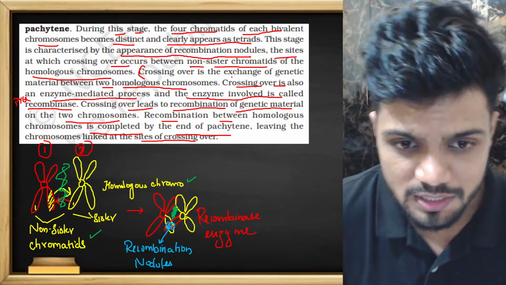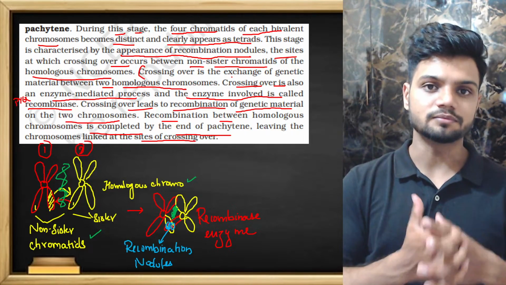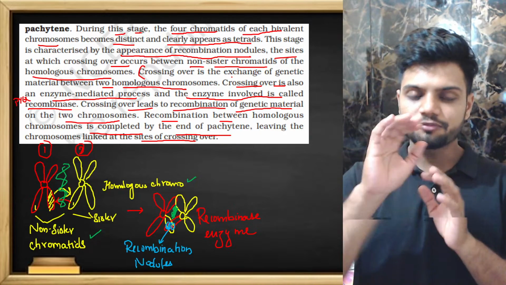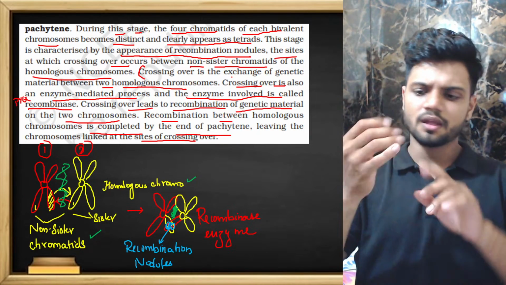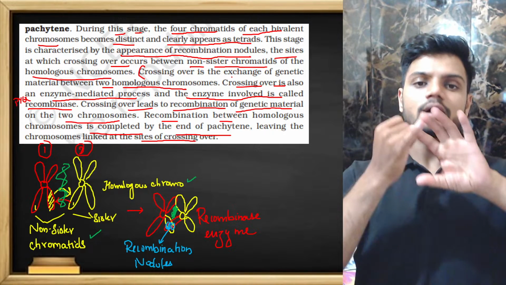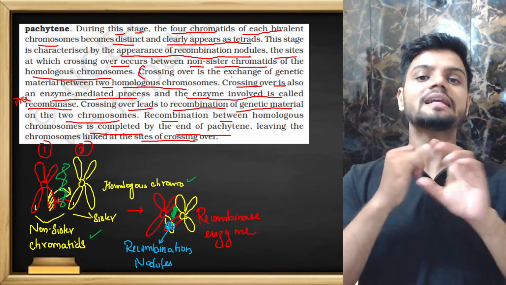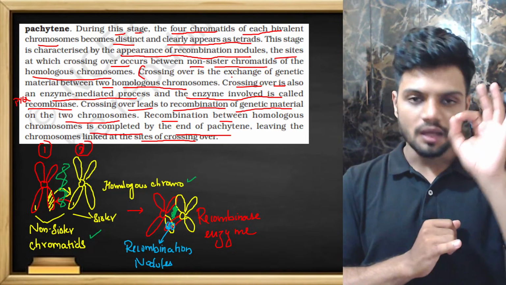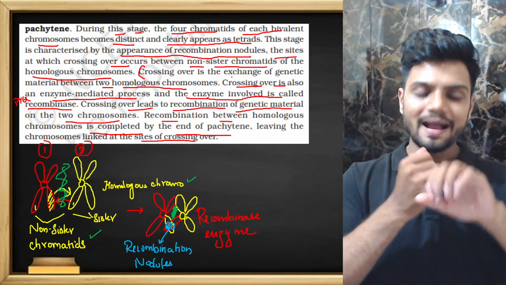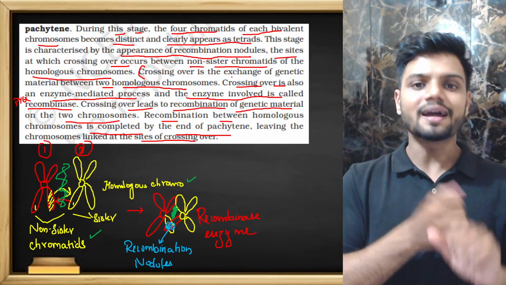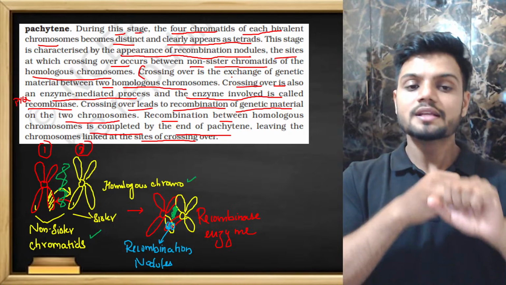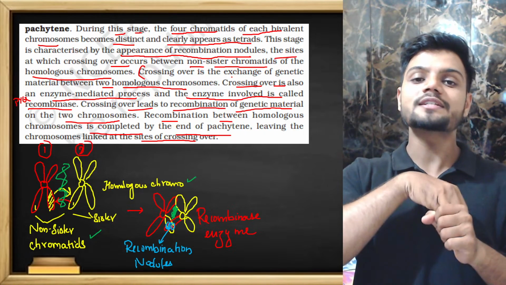Any doubt in Pachytene? Quickly ask me. So what happened in Pachytene basically? I'll summarize again. There are four main points here. The first main point is that bivalent and tetrad are clearly visible in Pachytene. Is that point clear to all of you? In Pachytene stage, bivalent and tetrad are clearly visible. First point. Second point is that there is something called crossing over.